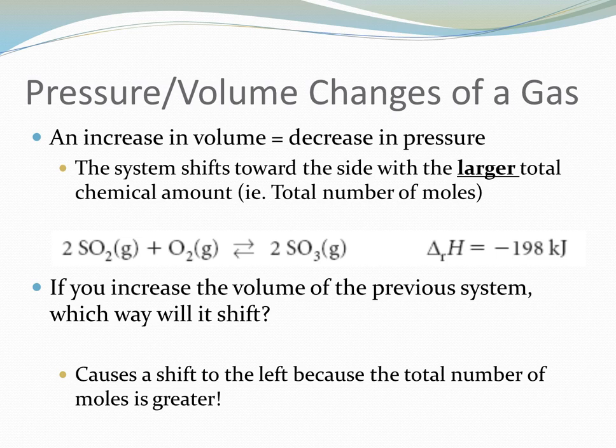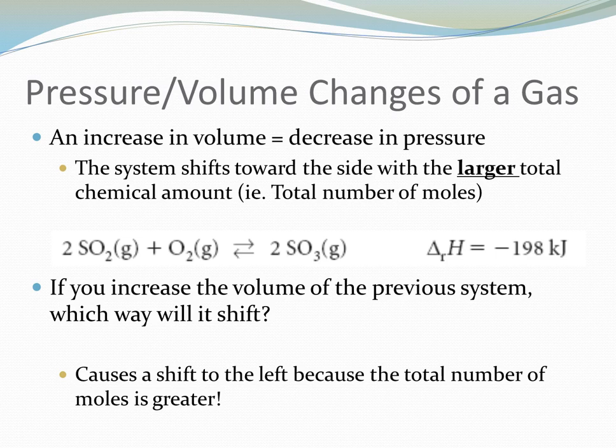Pressure and volume can also affect equilibrium of systems. This is considered when the reagents are gases. The two values of pressure and volume are related. If volume of a container is increased, then the pressure of the system will decrease. The system will always shift in such a way that the side of the larger total chemical amount, total number of moles, is favored.